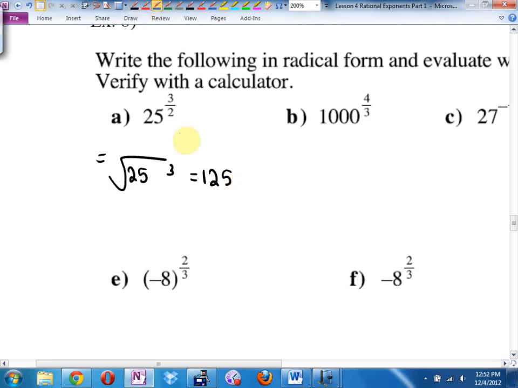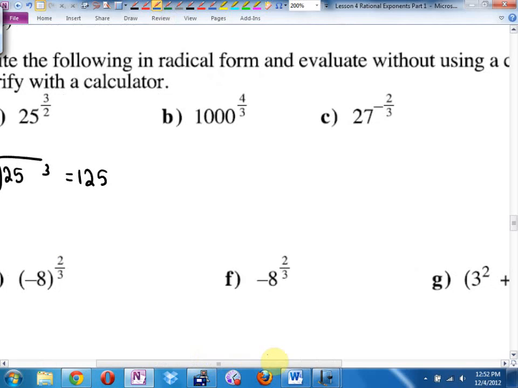B. 1,000 to the power of 4/3. Put the calculator down. Well, we're right. I'll let you know if we're wrong. I want to get you to do these in your head first, and then we're going to go back and check a few of these. Ready?